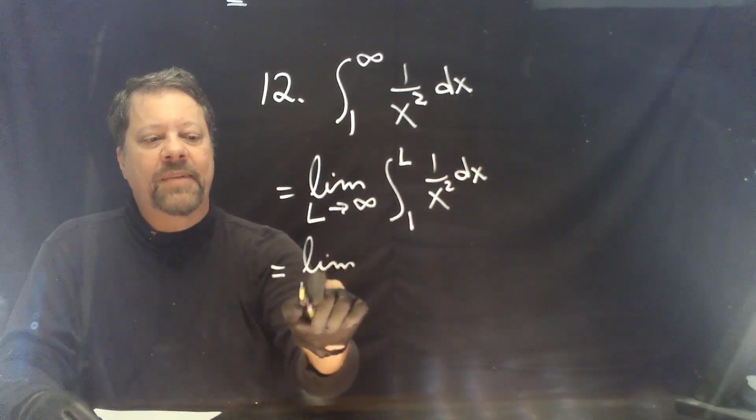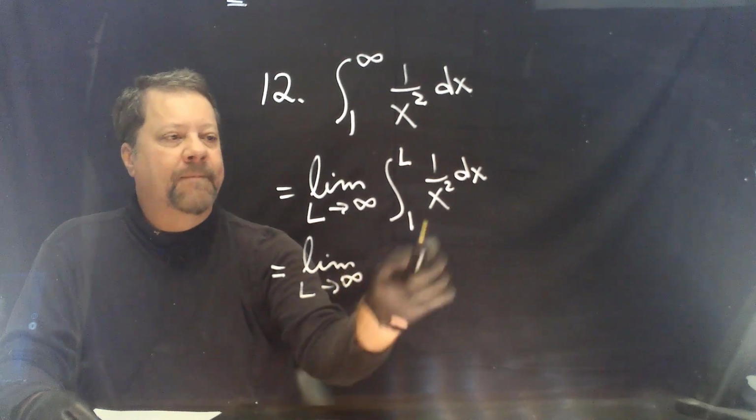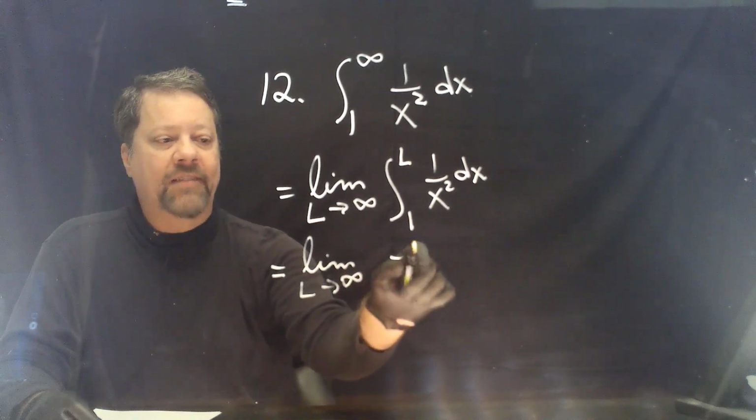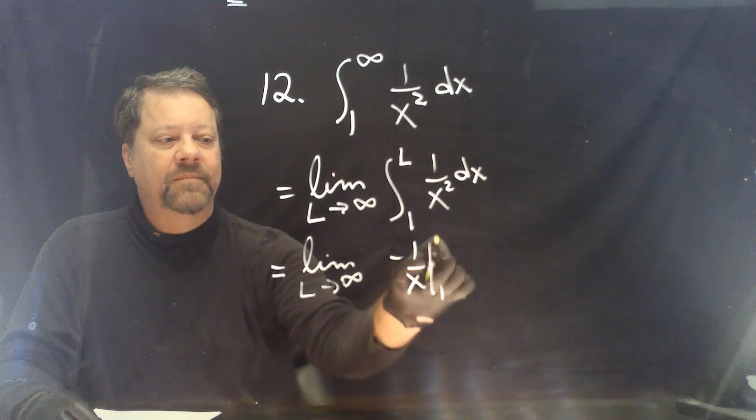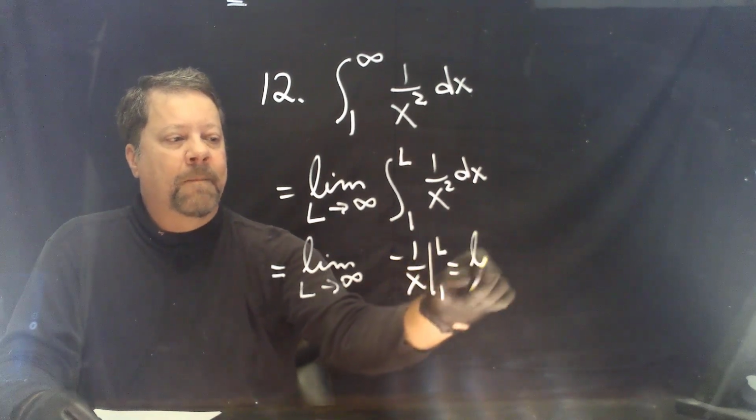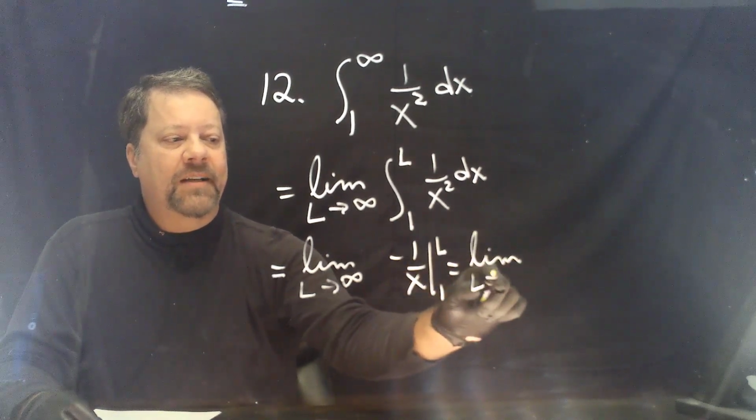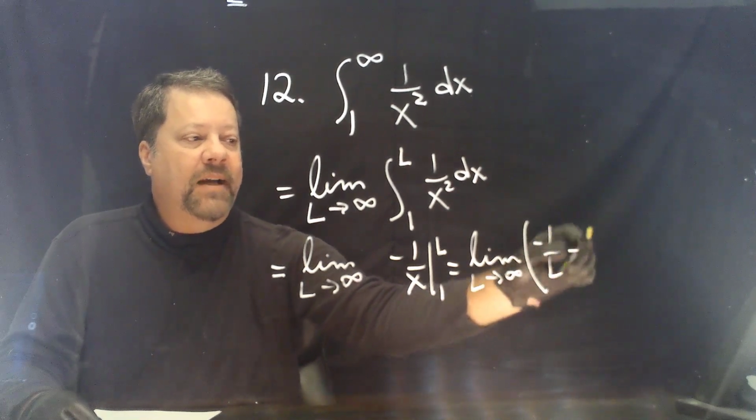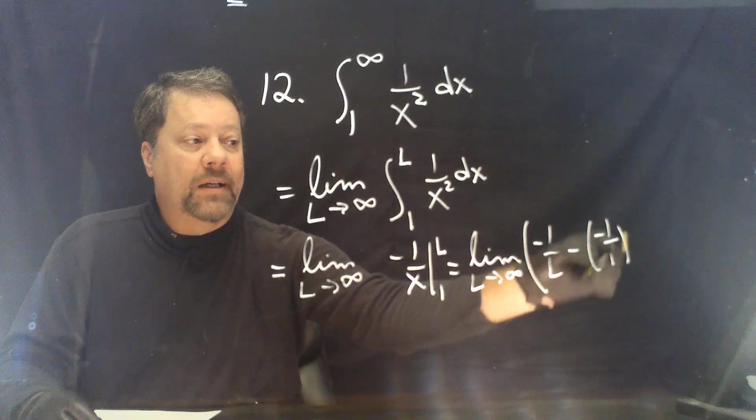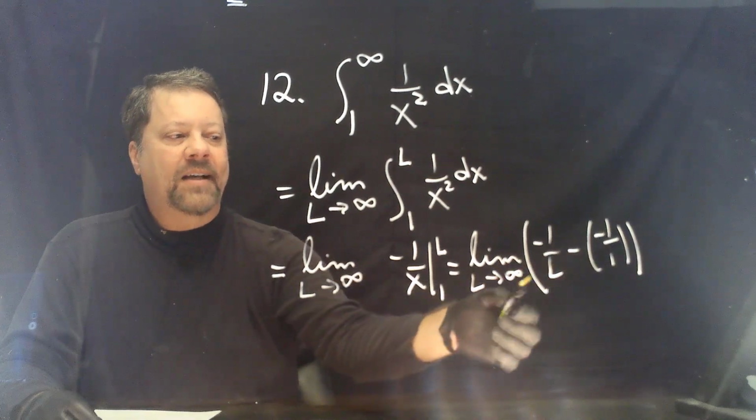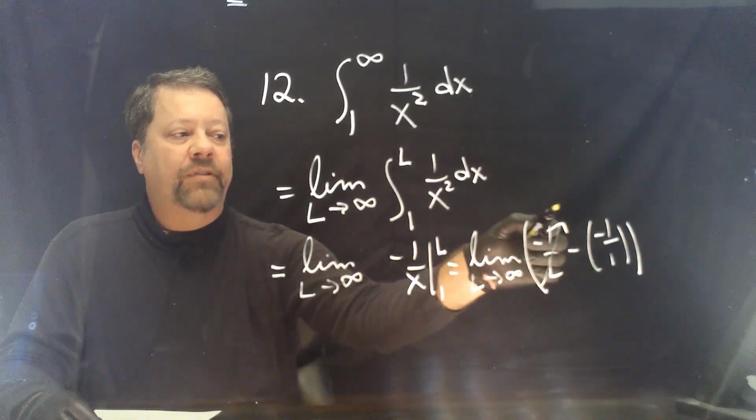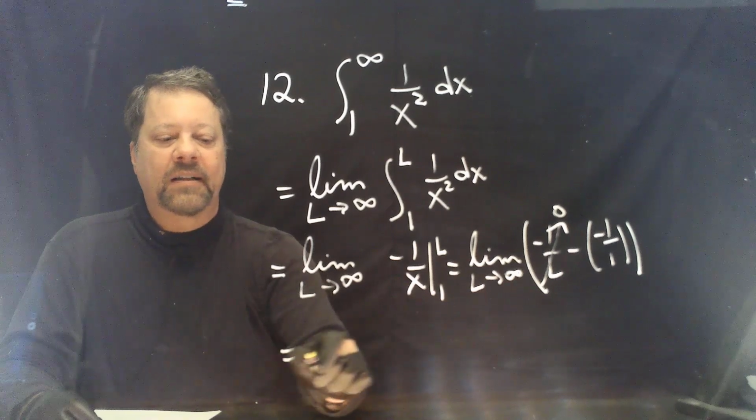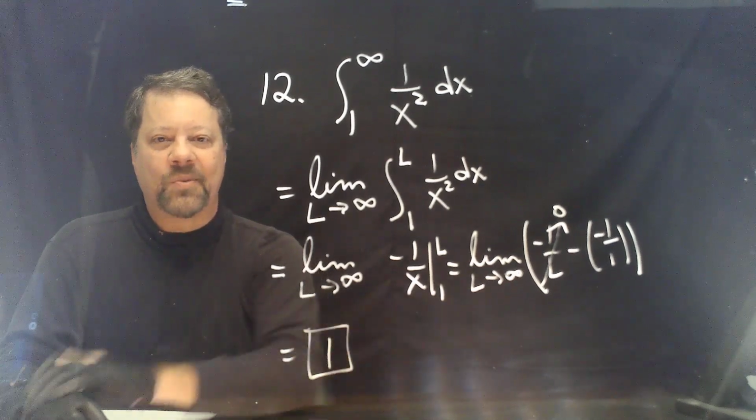That is equal to the limit as L goes to infinity. The integral of 1 over x squared is negative 1 over x. And so we have the limit as L goes to infinity of negative 1 over L minus negative 1 over 1. As L goes to infinity, negative 1 over L goes to 0. And so the answer is 1.